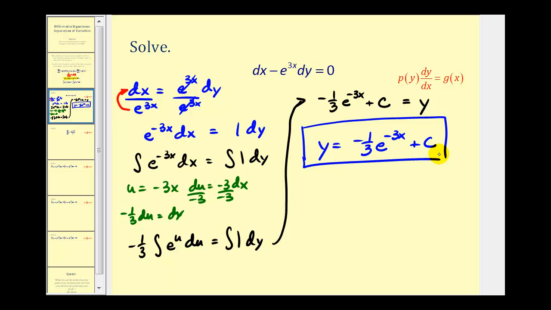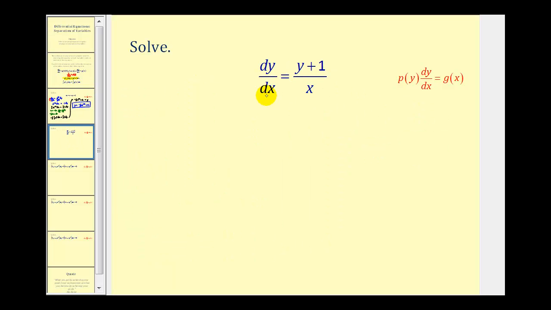Let's take a look at another example. Again, first we want to have the x's on one side and y's on the other. We could start by writing this in differential form, meaning differential y must be equal to the quantity y plus 1 divided by x times dx. And now to eliminate the y's on the right side, we can multiply both sides of the equation by 1 divided by the quantity y plus 1.